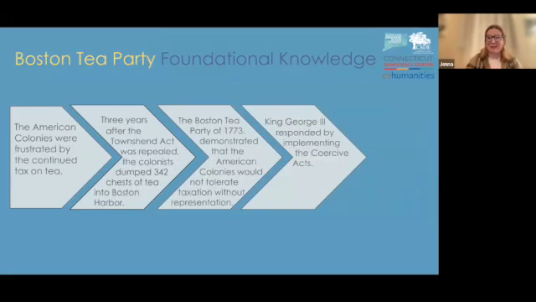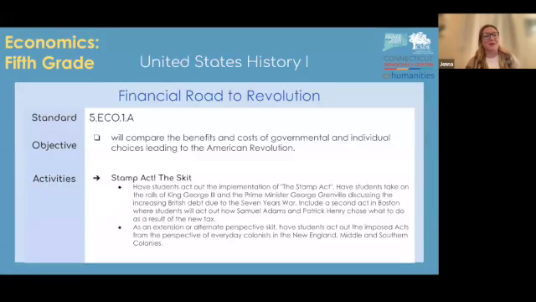So here we go with the Boston Tea Party, once again leading up cause and effect. The American colonies were frustrated by the continued tax on tea. So 3 years after the Townshend Acts were repealed, the colonists dumped 342 chests of tea into Boston Harbor. So the Boston Tea Party of 1773 again demonstrated that the American colonies would not tolerate taxation without representation. King George III, by this point, decided to respond by implementing even more acts, the Coercive Acts. Really going to be looking at how to compare the benefits and costs of governmental and individual choices that led up to the American Revolution, hence why we needed that foundational knowledge.